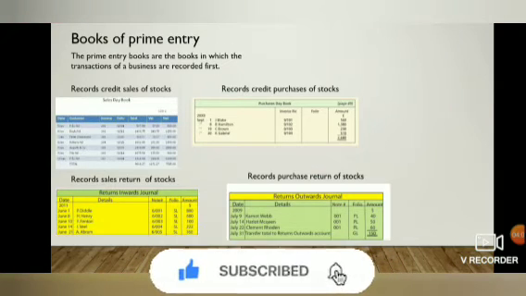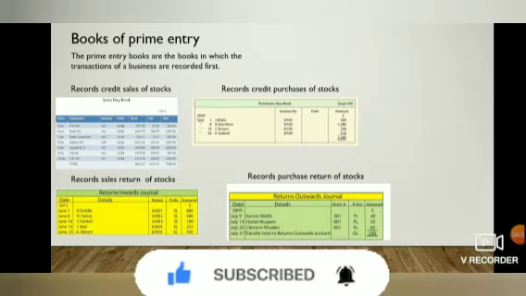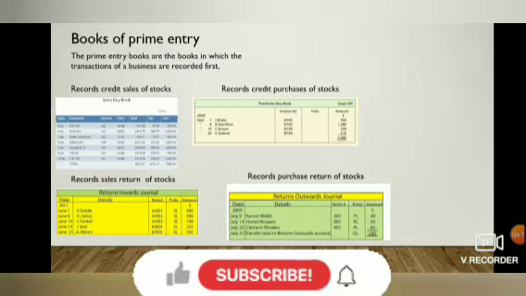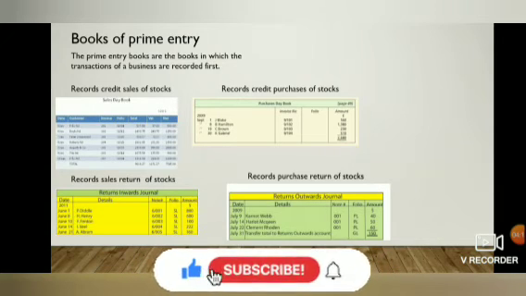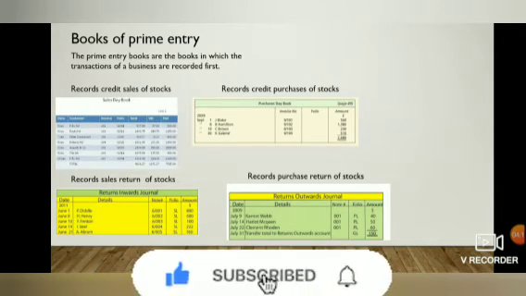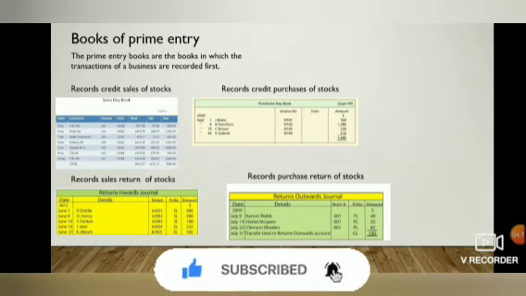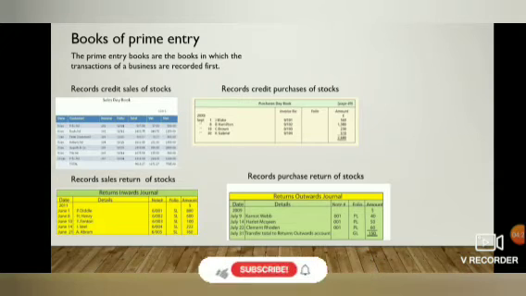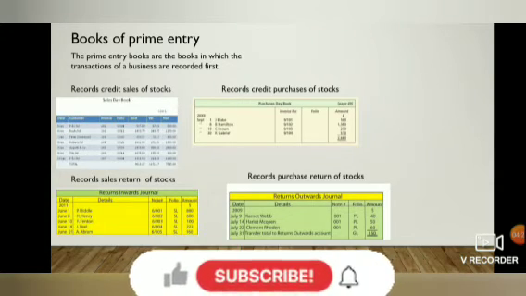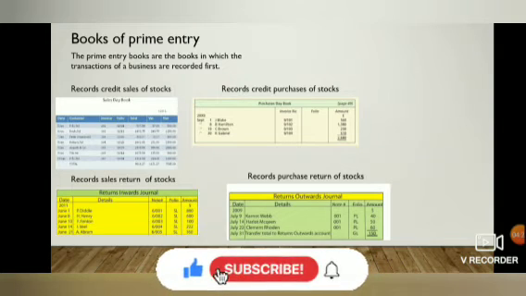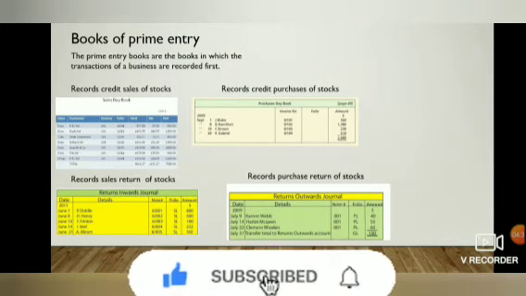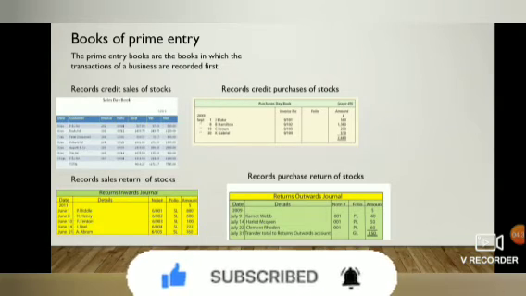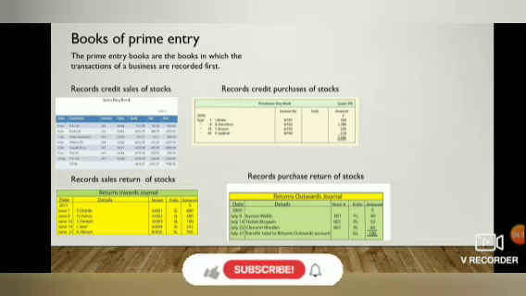Now, all of these transactions, once they're recorded in the proof documents, you need to record them in proper accounting books. And the first set of accounting books that you make use of to record this properly is known as the books of prime entry, or we also call it the books of original entry. So all the credit sales of stocks are recorded in the sales day book. Credit purchases of stock are recorded in the purchases day book. Sales returns of stocks are recorded in the return inwards or sales returns journal. And purchase returns are recorded in the purchase returns or return outwards journal.